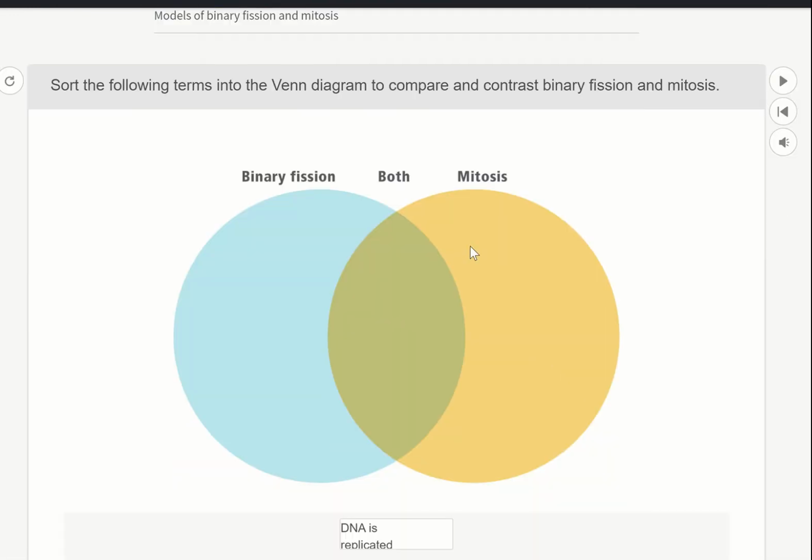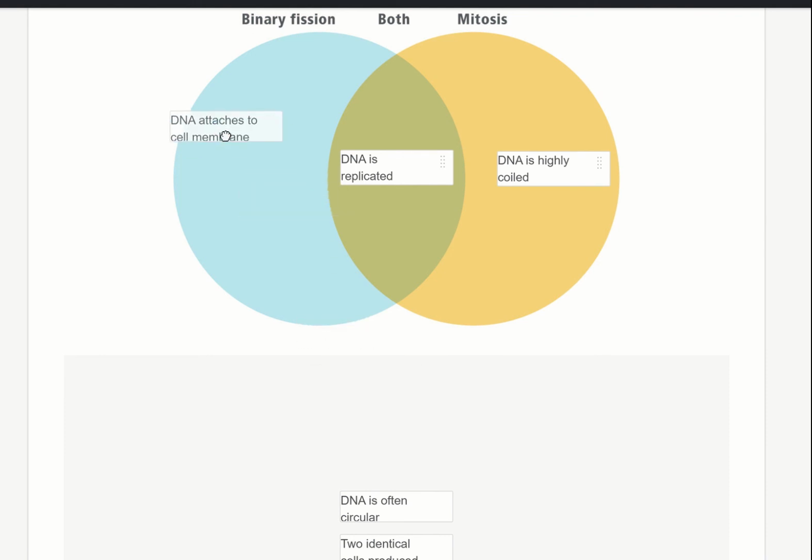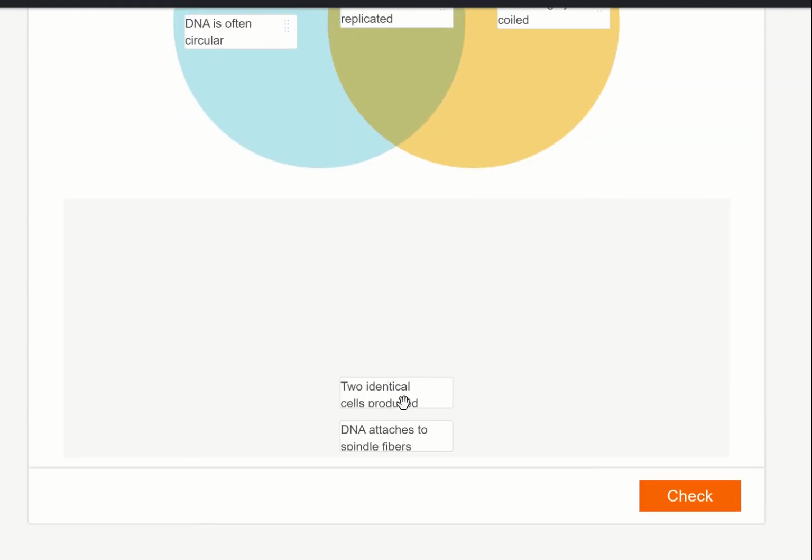So binary fission is going to happen a little bit different than in a eukaryotic cell. Here's just a quick little diagram that I want to go ahead and fill in. So DNA is replicated. Well, we're going to need both copies. Anytime we make a new cell, we're going to need 2 copies. So that's going to happen in both binary fission and mitosis. DNA is highly coiled. That's in mitosis. In binary fission, in prokaryotes, the DNA is not going to highly condense and coil. DNA attaches to the cell membrane. That's going to happen in binary fission. DNA is often circular. That also has to do with bacteria and prokaryotes.